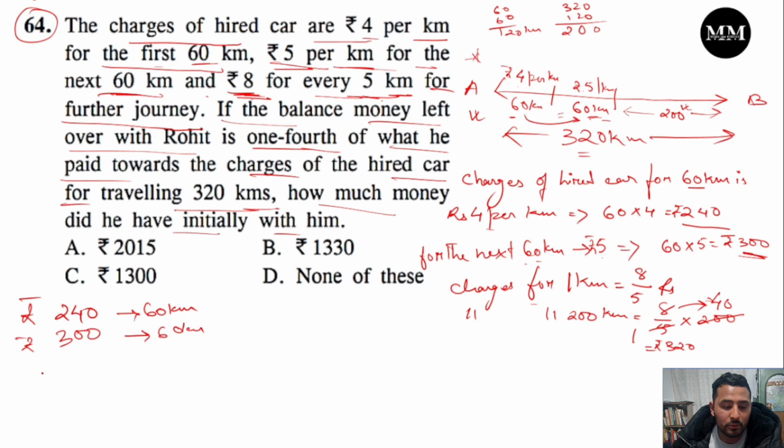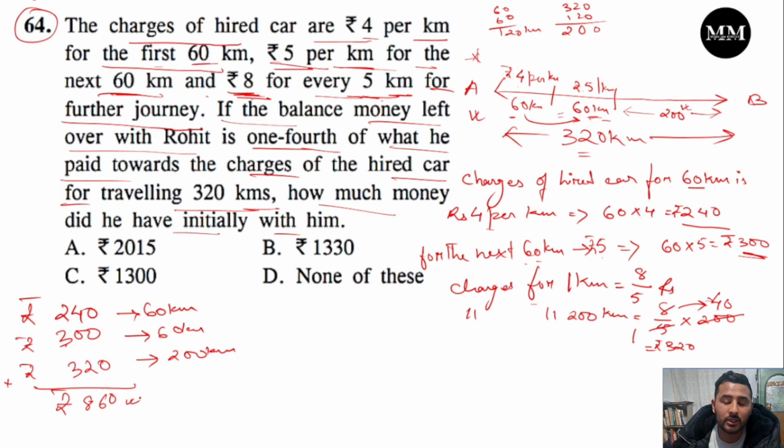And the remaining 200 kilometers, how much? Rupees 320 he has spent for the remaining 200 kilometers. Okay, so add all this amount. How much will you get? How much has he spent altogether? 0 is 0, 4 plus 2 is 6, 2 plus 3 is 5, plus 3 is 8. 860. Okay, total amount he has spent: 860.